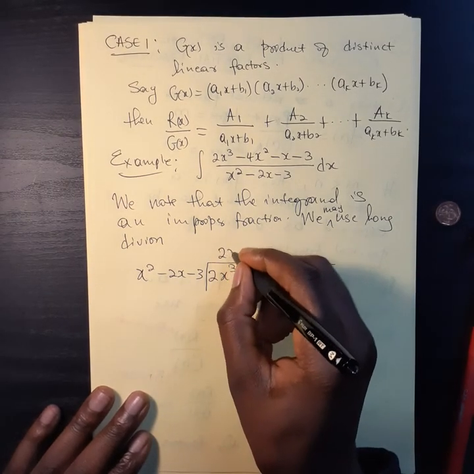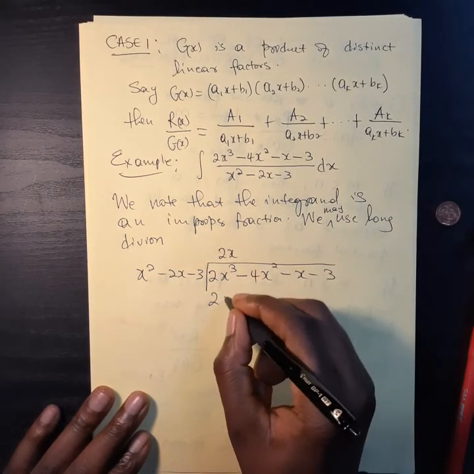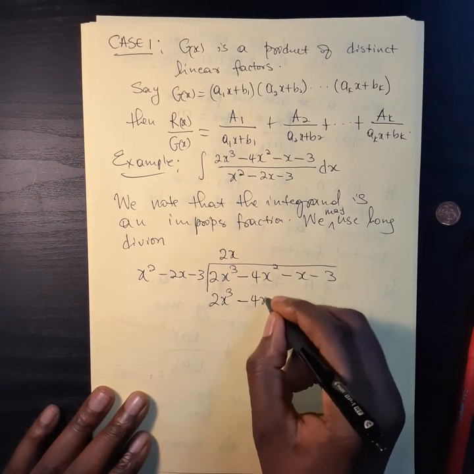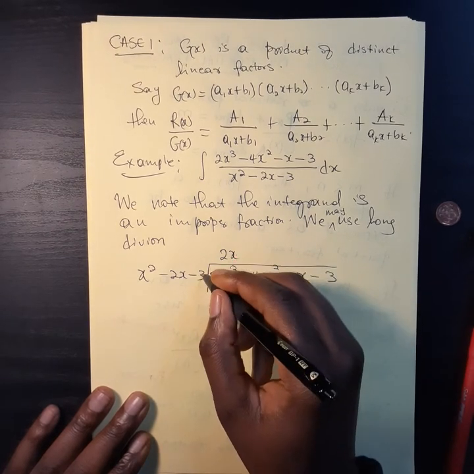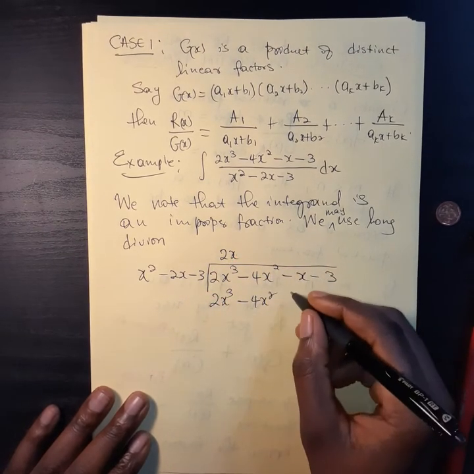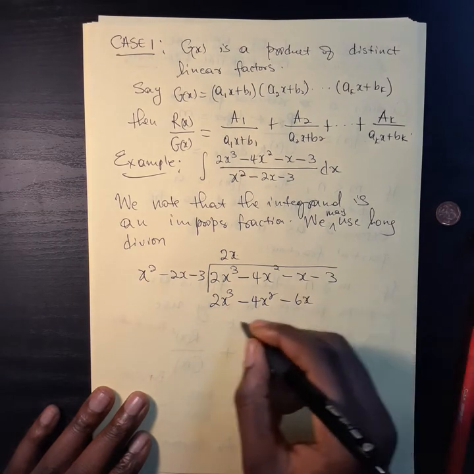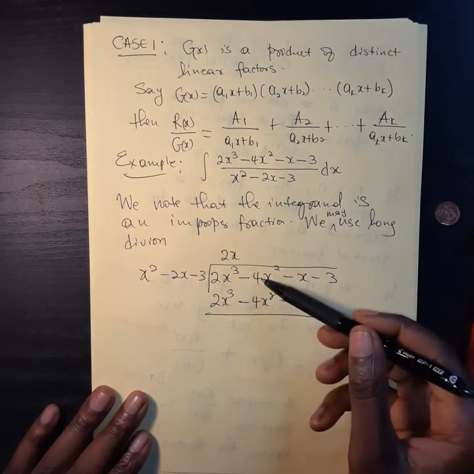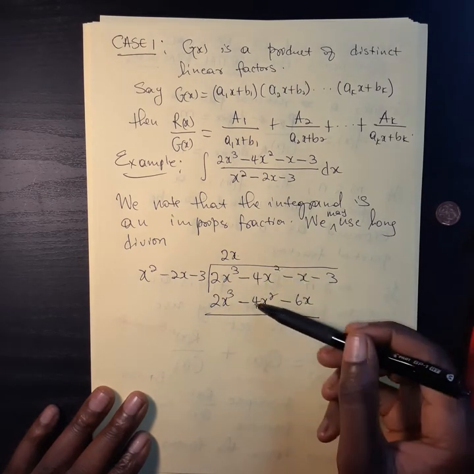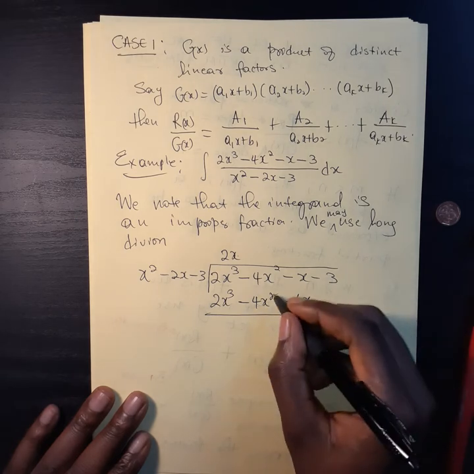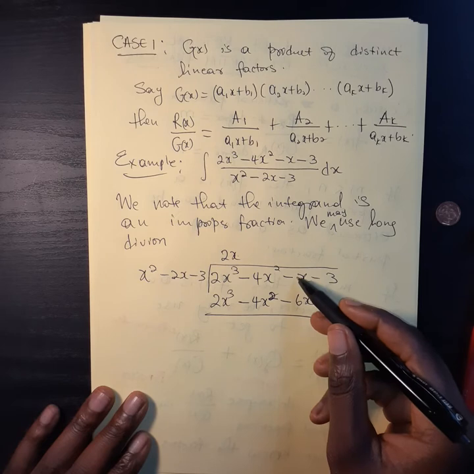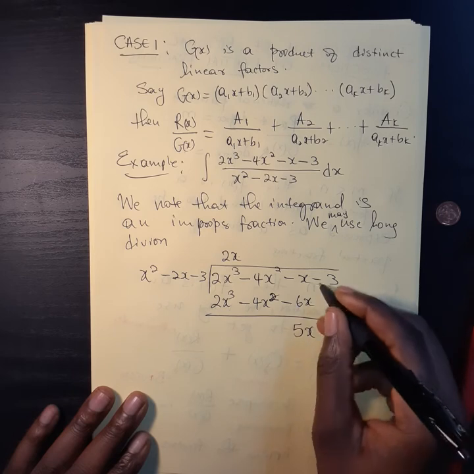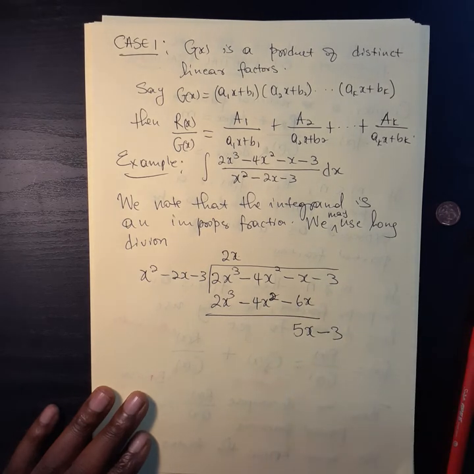We get 2x. Multiply, then we get 2x cubed. 2x times minus 2x is minus 4x squared. 2x times minus 3 is minus 6x. Then we subtract. 2x cubed minus 2x cubed is 0. Minus 4x squared minus minus 4x squared is 0. And minus x minus minus 6x is 5x. Minus 3 minus 0 is still minus 3.